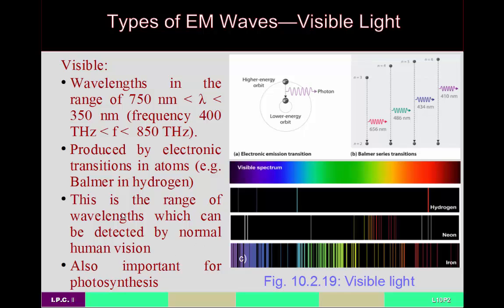This light obviously is important to us because it's what we see, so it's what we detect by our vision. It's also pretty important in photosynthesis. That's why plants often are green or have green foliage, is to absorb more of the green light.